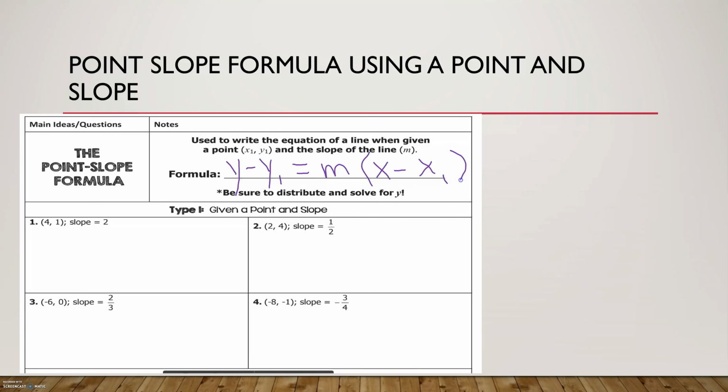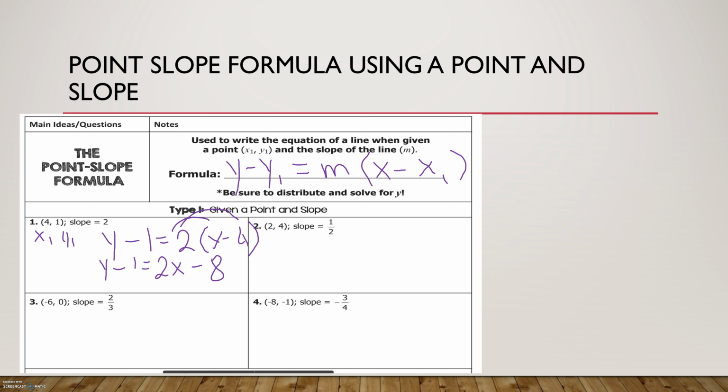Here we go. You notice I have a slope and I have x1 and y1, which are basically part of your point. So for the first example, I'm going to say x1 is 4, y1 is 1. So you're going to go y minus 1 equals, slope is 2, times x minus 4, which is x1. Now we have to distribute 2. So y minus 1 is equal to 2x, and then 2 times negative 4 is negative 8.